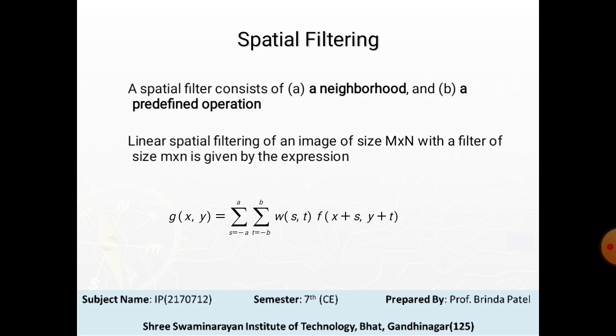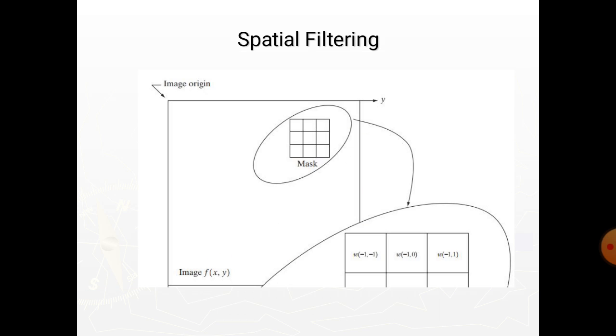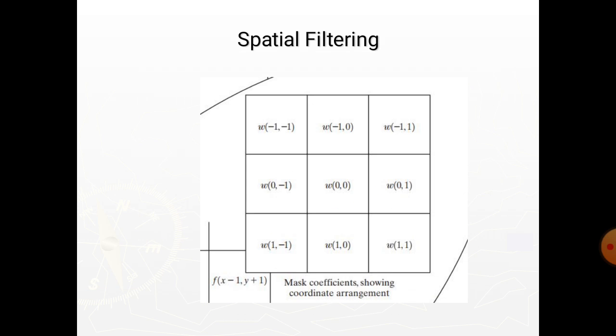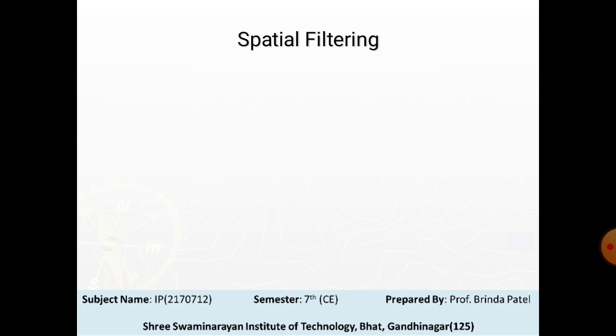The process of linear filtering given in this equation is similar to a frequency domain concept called convolution. For this reason, linear spatial filtering is often referred to as convolving a mask with an image. Filter masks are sometimes called convolution masks, and the term convolution kernel is also in common use.